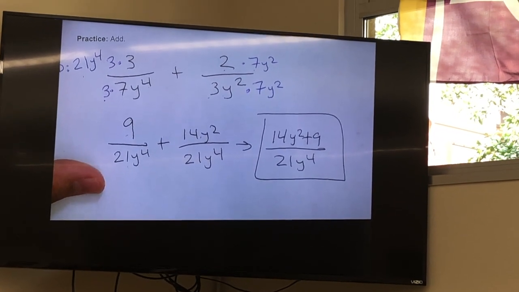Looks good to me. All right, so flipping to the next example, that's a little bit more.